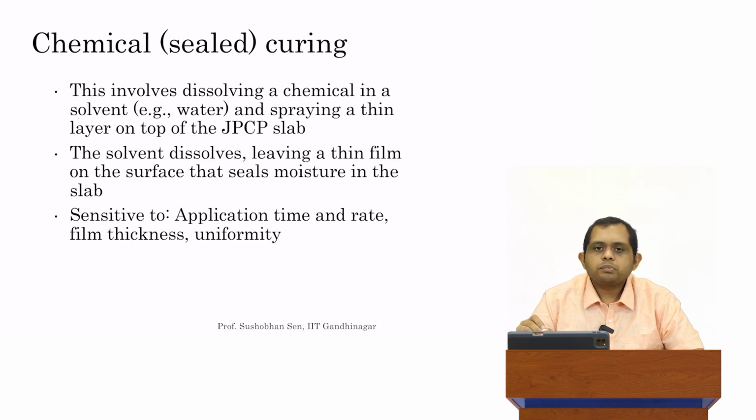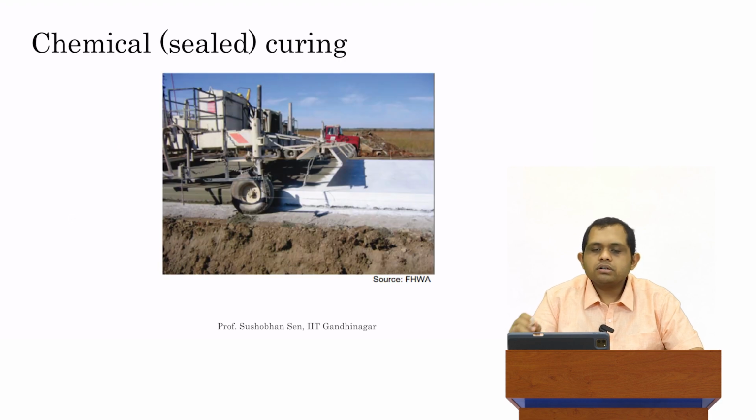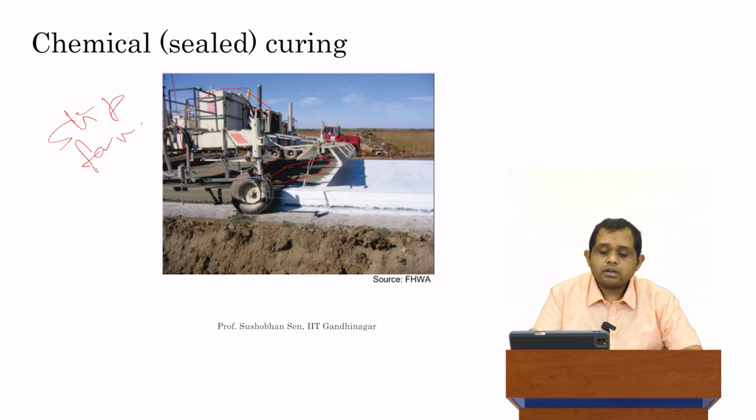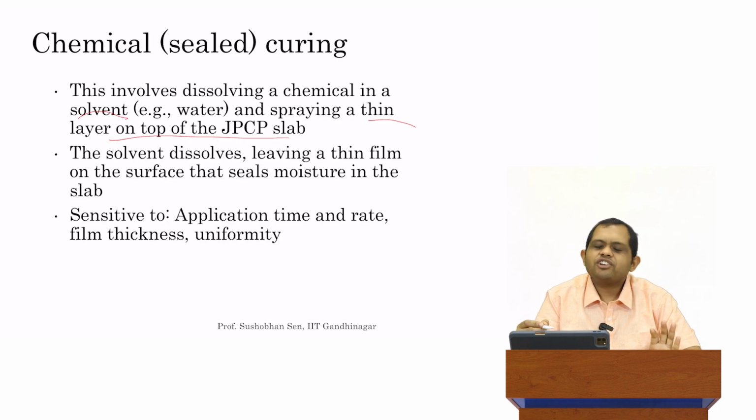So chemical curing is a process where we basically take a certain chemical and we dissolve it in a solvent. The most common solvent is water. So we dissolve a certain chemical in the solvent and then we spray a thin layer of this chemical on top of the slab. I've got an image over here taken from the US Federal Highway Administration where you can see this gray part of it, which is the original concrete which has just been laid out using this machine which is called a slip form paver. So using a slip form paver, the concrete is laid and then the paver has some additional nozzles which also spray this curing compound which you're seeing in white over here. This curing compound is some type of a chemical which has been dissolved generally in water and is sprayed all along the surface of the concrete.